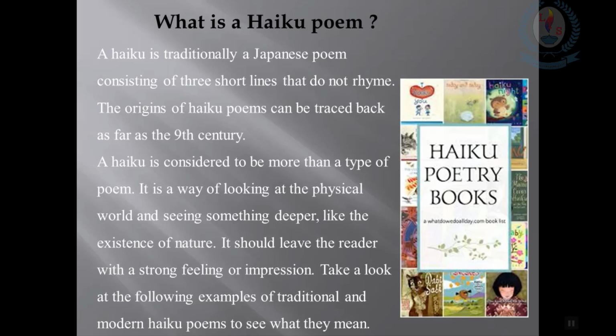The origins of haiku poems can be traced back as far as the 9th century. A haiku is considered to be more than a type of poem. It is a way of looking at the physical world and seeing something deeper, like the existence of nature. It should leave the reader with a strong feeling or impression. Take a look at the following examples of traditional and modern haiku poems to see what they mean.